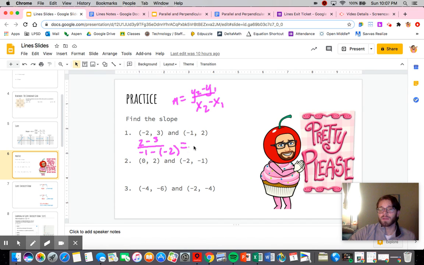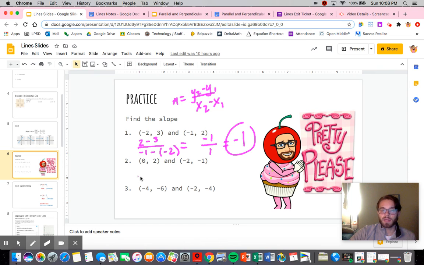We need to be careful. So we have -1 over -1 minus a -2, which is a +2. So -1 plus 2 is ultimately 1. So we get -1 over 1, right? Because a negative minus a negative is a positive. So ultimately my slope here is -1. All right, so that is a -1, so it is decreasing.